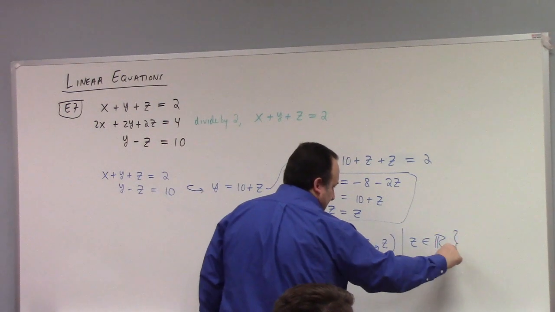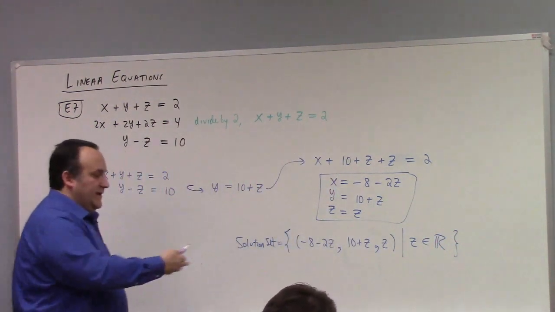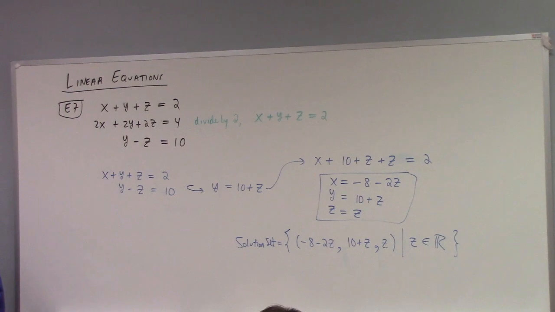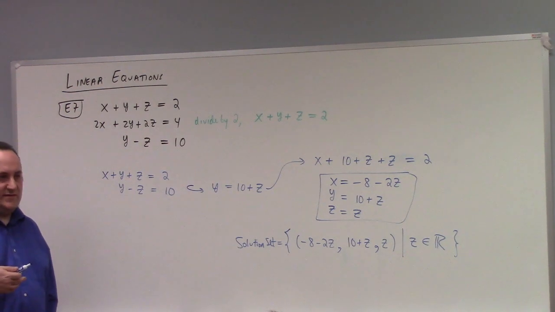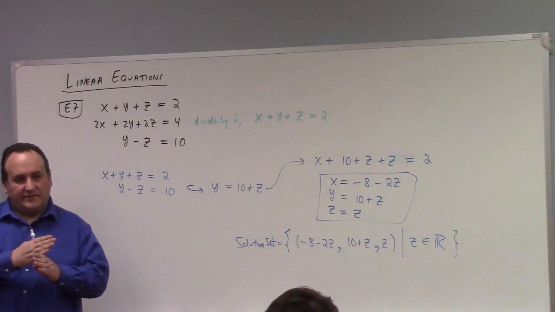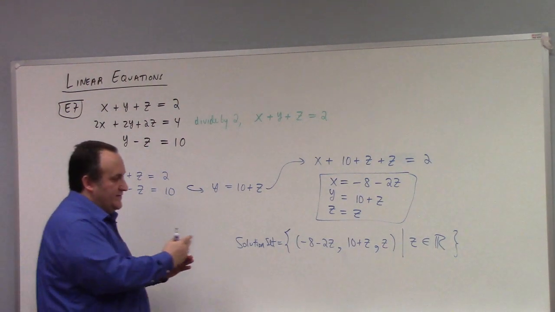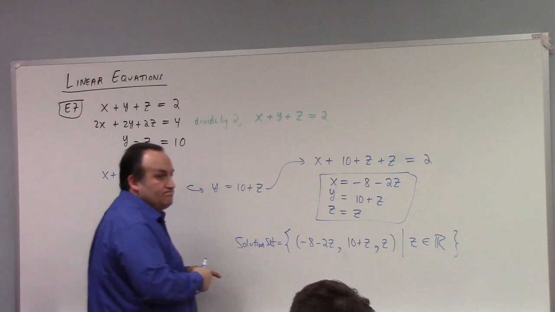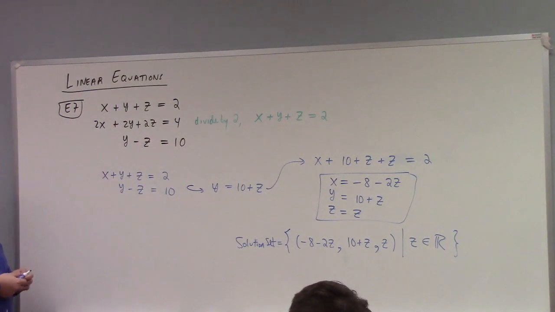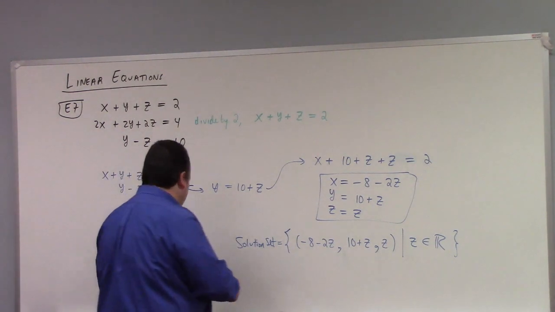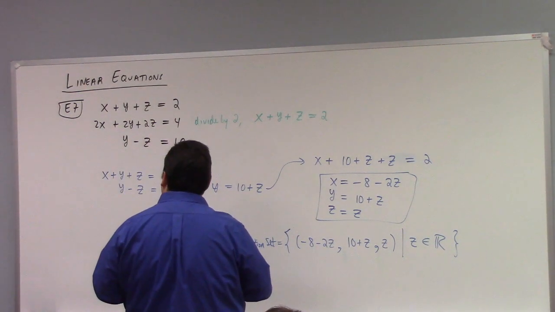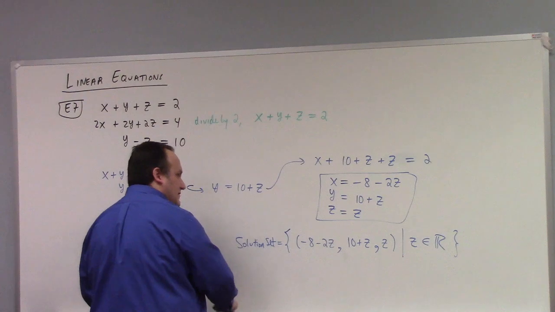For those of you who've had Calc 3, what we're looking at geometrically is that these three planes are actually two planes. They intersect in a line of intersection. The line of intersection has parameter z. And this is a parameterization of said line. Now, this solution set, warning, not in standard form. I don't think it is. Is that standard form? Goodness, I don't know.